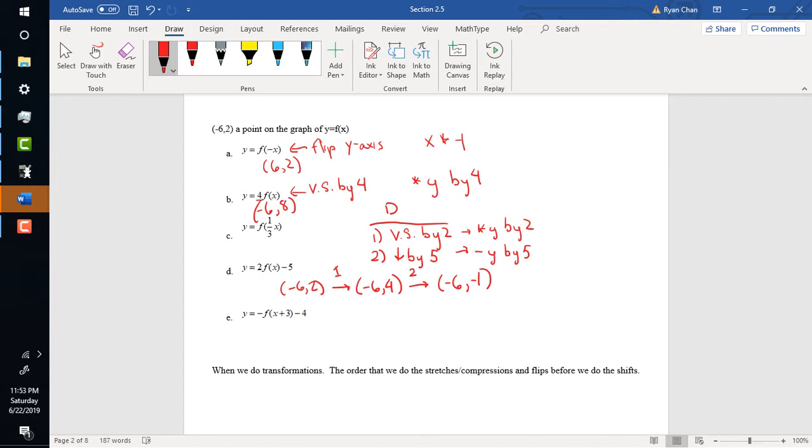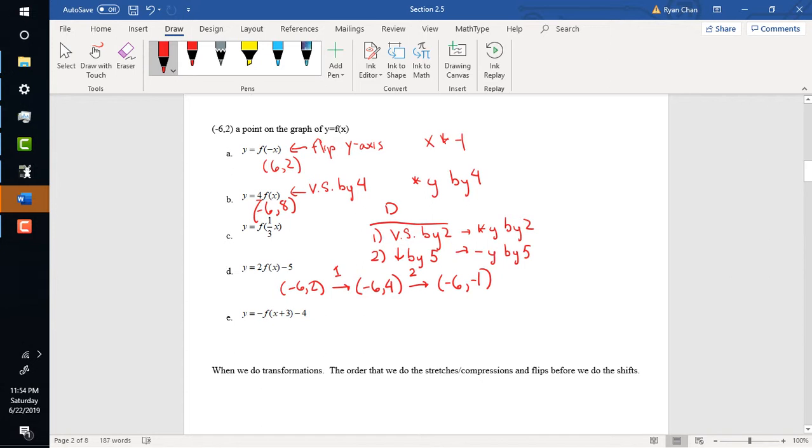Okay? Your order of transformations actually makes a difference. You have to be really careful with that, because if I flip them the other way, I will get a different result. If I go down by 5 first, 2 minus 5 is negative 3, and then negative 3 times 2 is negative 6. So my final coordinate would be negative 6, negative 6. So make sure you do your transformations in order. Again, think order of operations, right? Multiplication goes before subtraction in this case.